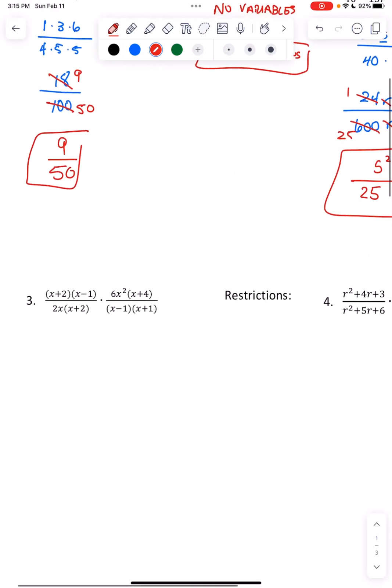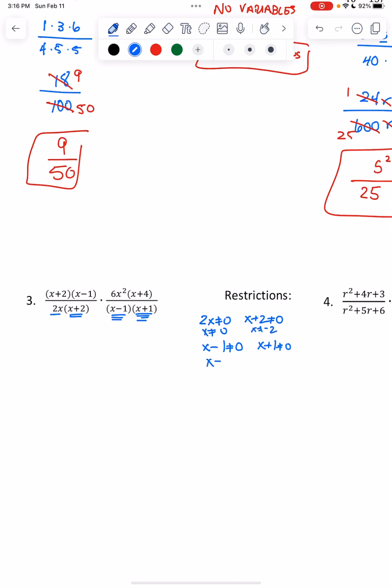Now, in one like number 3, this one's factored for us already. So we can look at restrictions right away. So we got a bunch of restrictions here. We got 1, 2, 3, 4 things. So we got 2x cannot be 0. X plus 2 cannot be 0. X minus 1 cannot be 0. And x plus 1 cannot be 0. So this guy gives us 0. This one, negative 2. This one, 1. And this one, negative 1.